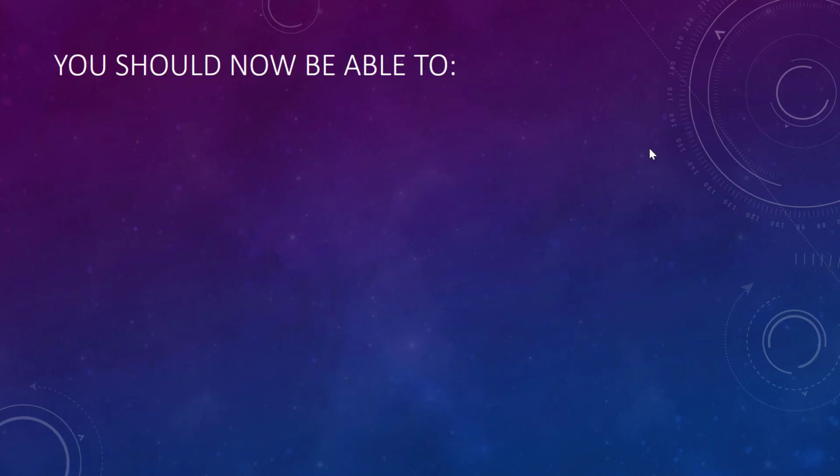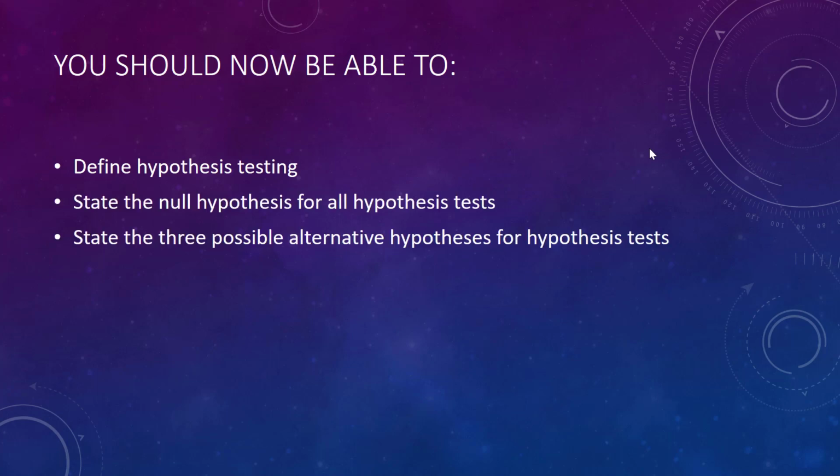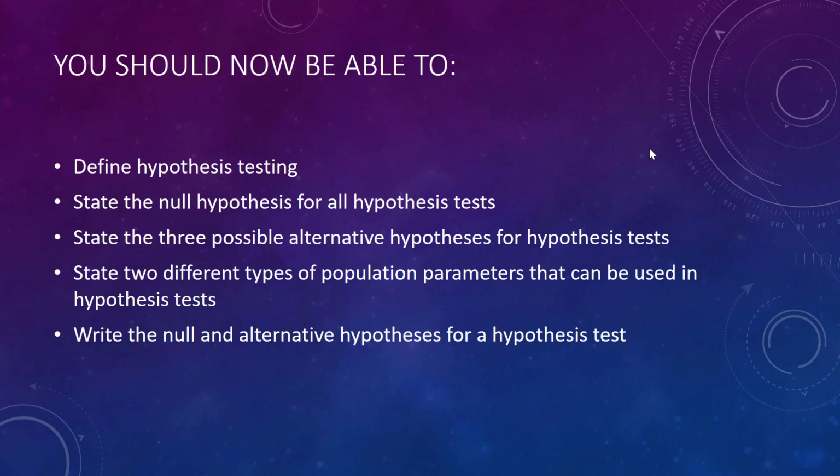Having watched this video, you should now be able to define hypothesis testing, state the null hypothesis for all hypothesis tests, state the 3 possible alternative hypotheses for hypothesis tests, state 2 different types of population parameters that can be used in hypothesis tests, and write the null and alternative hypotheses for a hypothesis test.